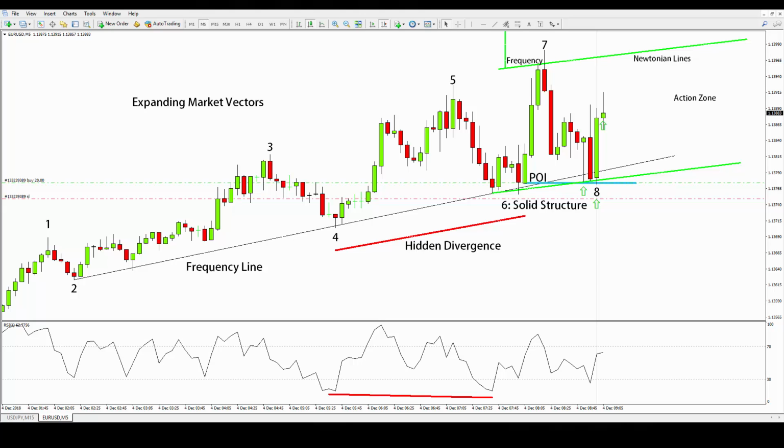Beyond that, low number 8 is near the solid structure number 6, and that means that if we find a reliable way to trigger a trade, we can use low number 6 as a place to put a stop-loss order. This is a market situation where it's really difficult to make a case for the downside at this point, which is a good thing because we can have more confidence to open the trade.